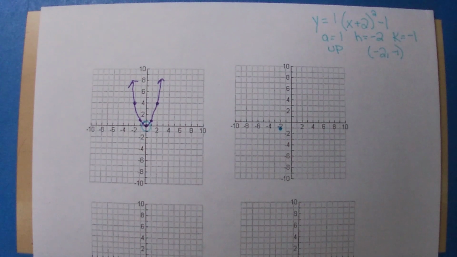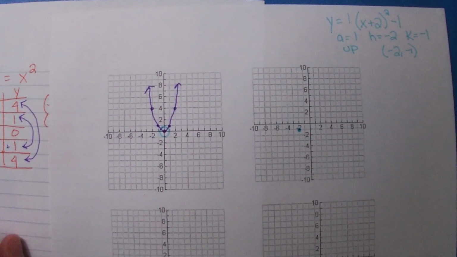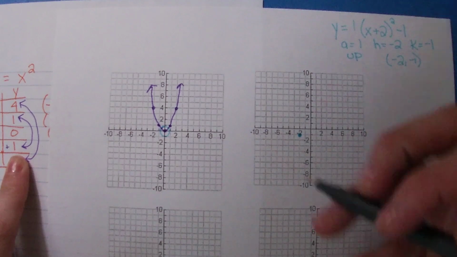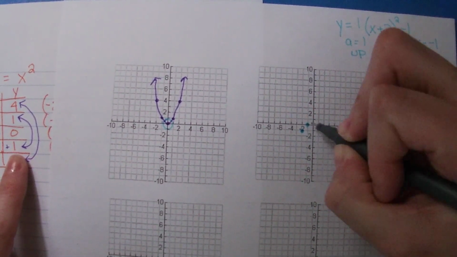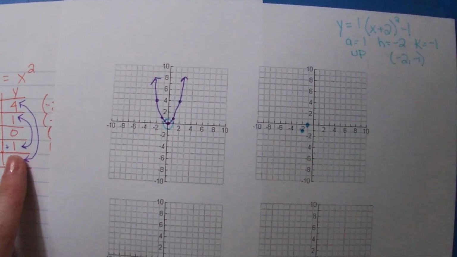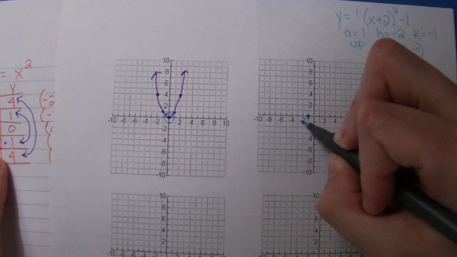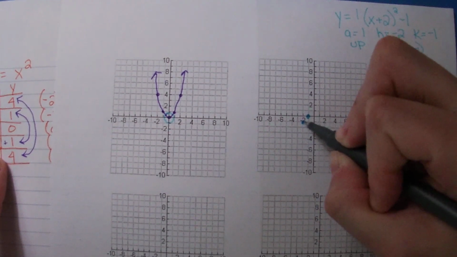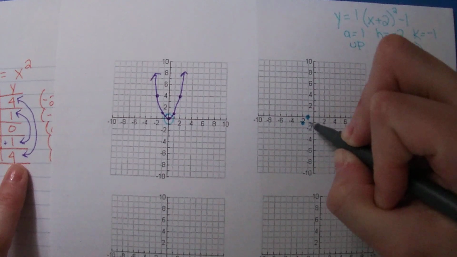Then we are going to follow the exact same pattern from our table before. We are going to go from this over 1, up 1. So we want to go right 1, up 1, because every quadratic that has an A of 1 or -1 follows the same pattern. Then again, from our vertex, not from the second point we made, but from our vertex, we are now going to go right 2, up 4.